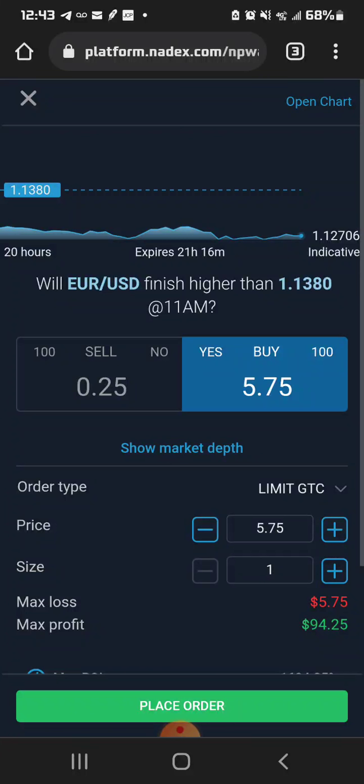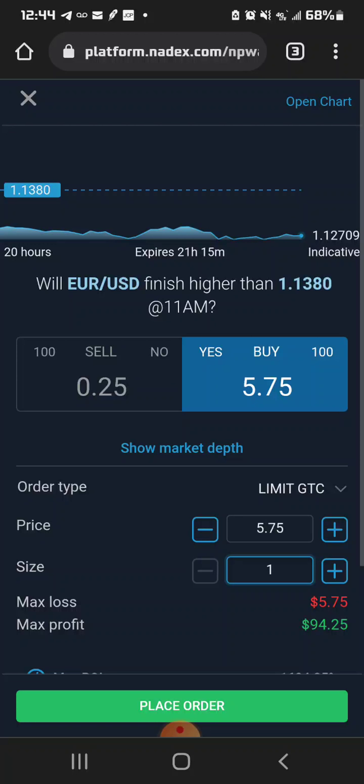Now, is it likely that price is going to close like 110 pips higher tomorrow? Not really. But it can happen. If there's news or something like that, it can happen. So that's a reason someone would enter this trade. Also keep in mind, you can buy more than one contract. Let's say I wanted to buy 3 contracts. It would cost me $17.25, and I would stand to gain $282.75. That's if I believe the price is going to be higher than 11380 tomorrow at 11 a.m. Eastern or 10 a.m. Central.